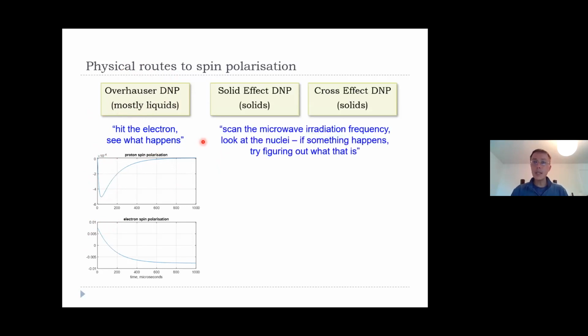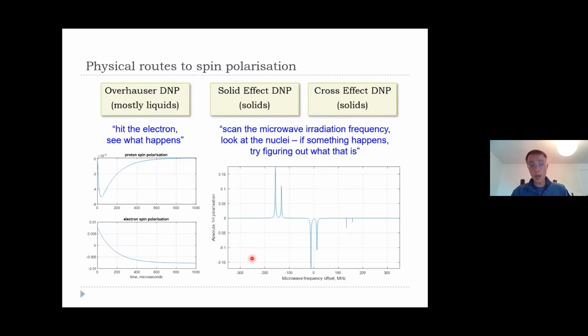Now in DNP, there are two recognized mechanisms and many more, I would suspect, that are still unseen. More or less, you scan the microwave frequency or you scan the field and hope for the best. If something happens, if there's some nuclear magnetization turning up, you try figuring out what it is. And some of it is called solid effect and some of it is cross effect, for monoradicals, biradicals, and increasingly, I think, multi-radicals as well.